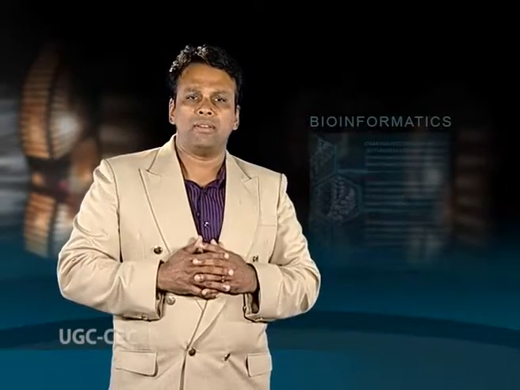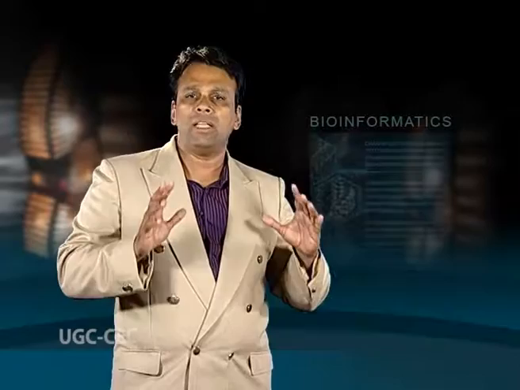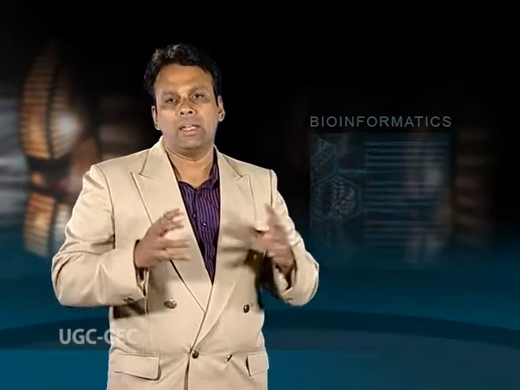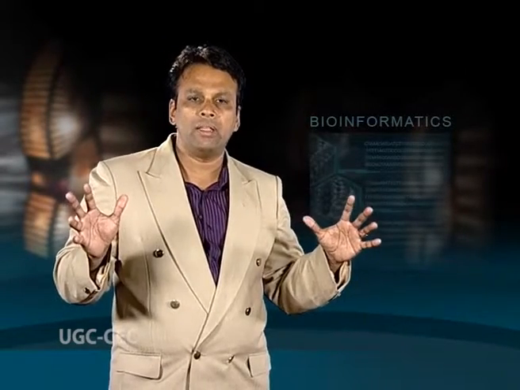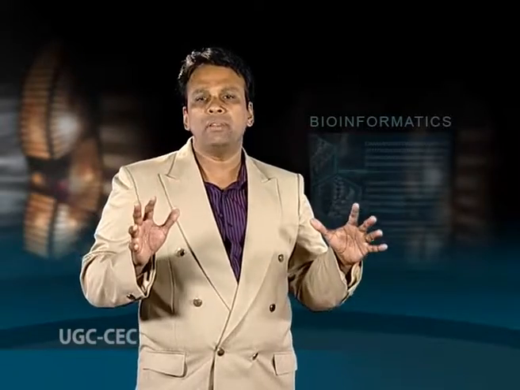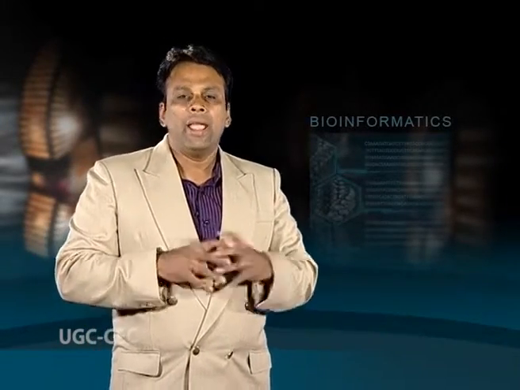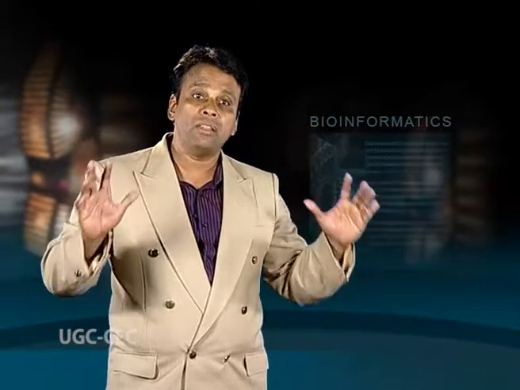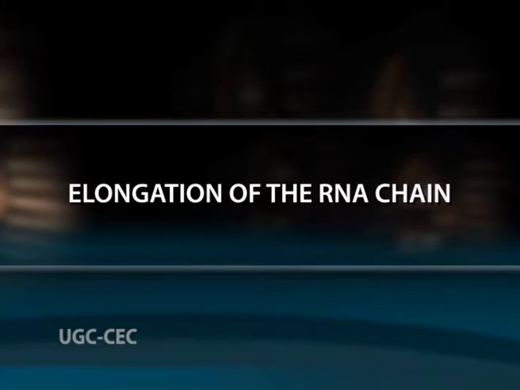RNA polymerases in some phages like T3, T7 are each a polypeptide which is less than 1 lakh Daltons and which synthesizes RNA very rapidly, that is approximately 200 bases per second at 37 degrees centigrade. Elongation of RNA transcript continues till an unstable termination complex is formed. Elongation of the RNA chain.